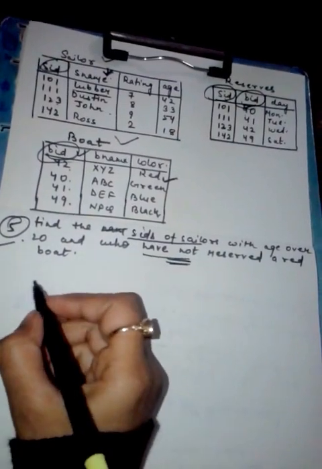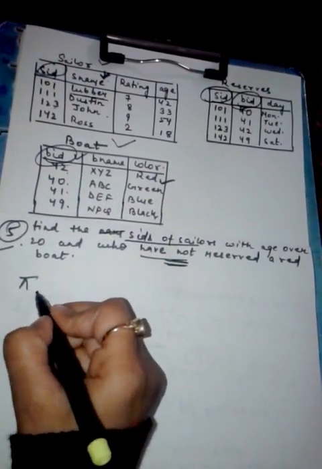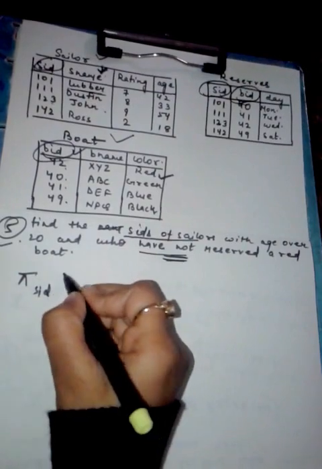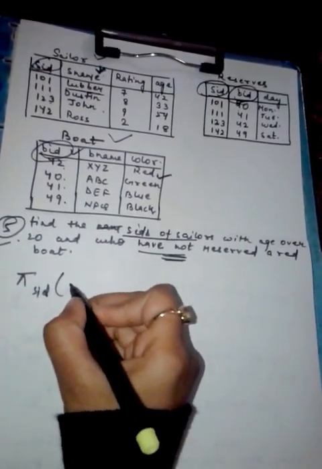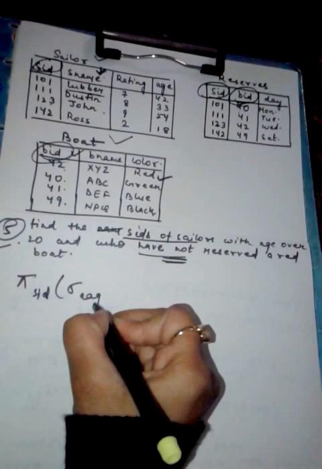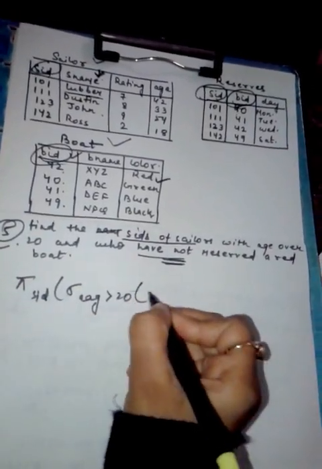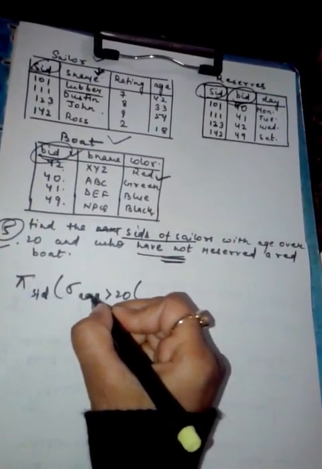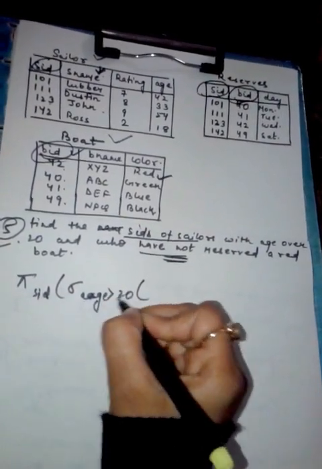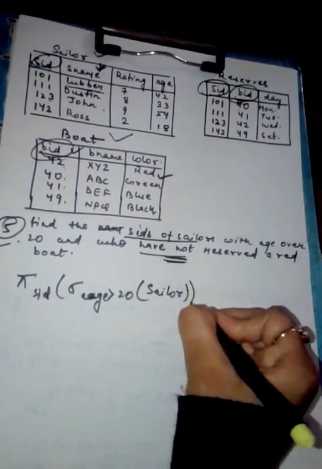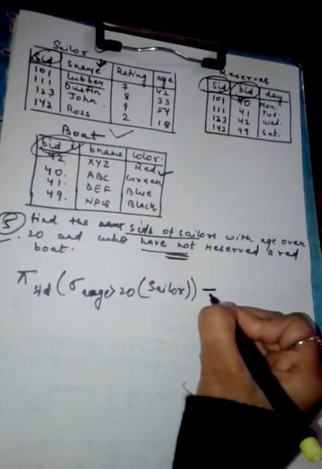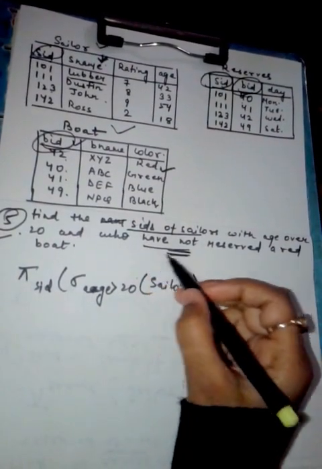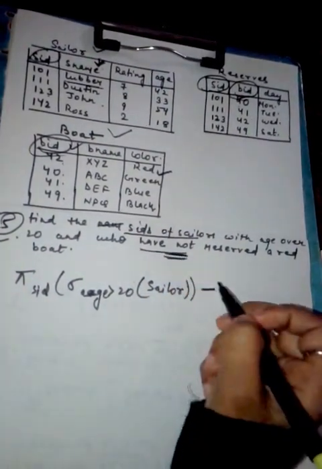So what will be the answer? First of all, we have to project the seller ID. And firstly we have to select age greater than 20. Age resides in the seller table, so here we will write seller. And we will use the set difference operation, because here it is mentioned who have not reserved. For "not", we use set difference operation.